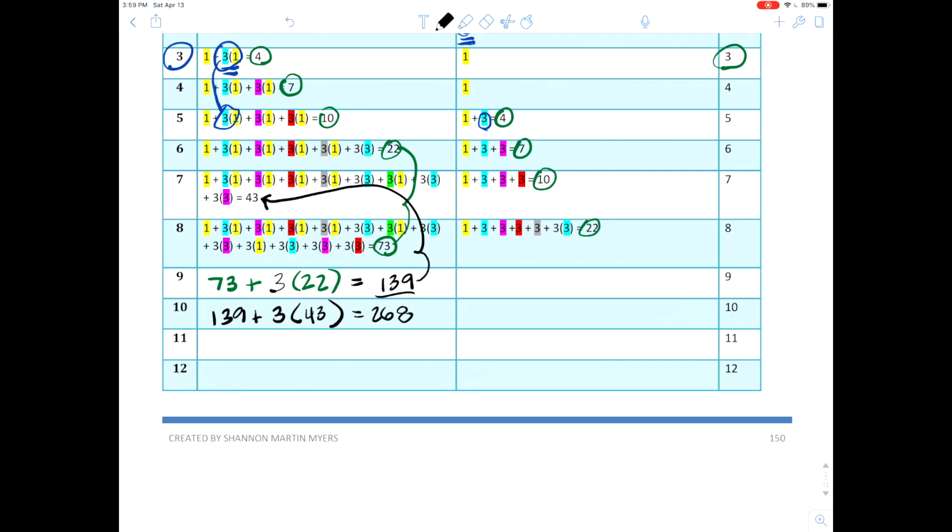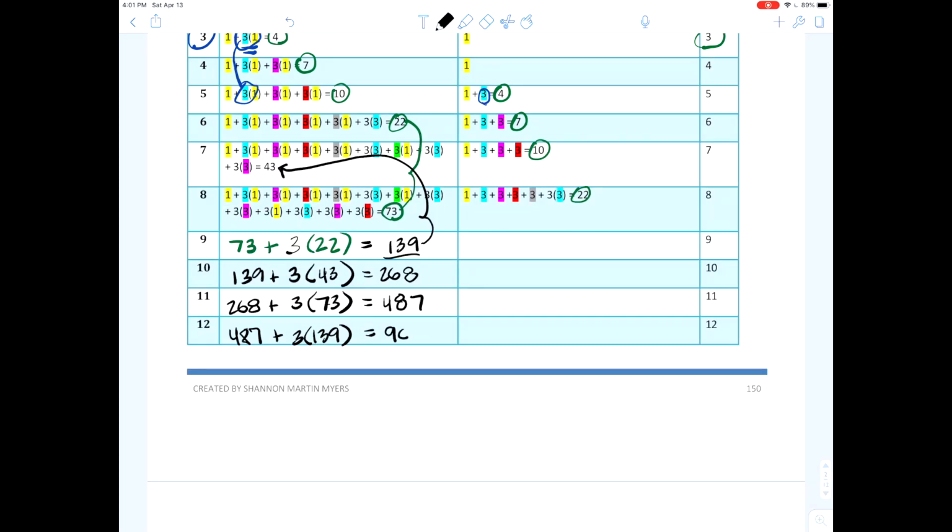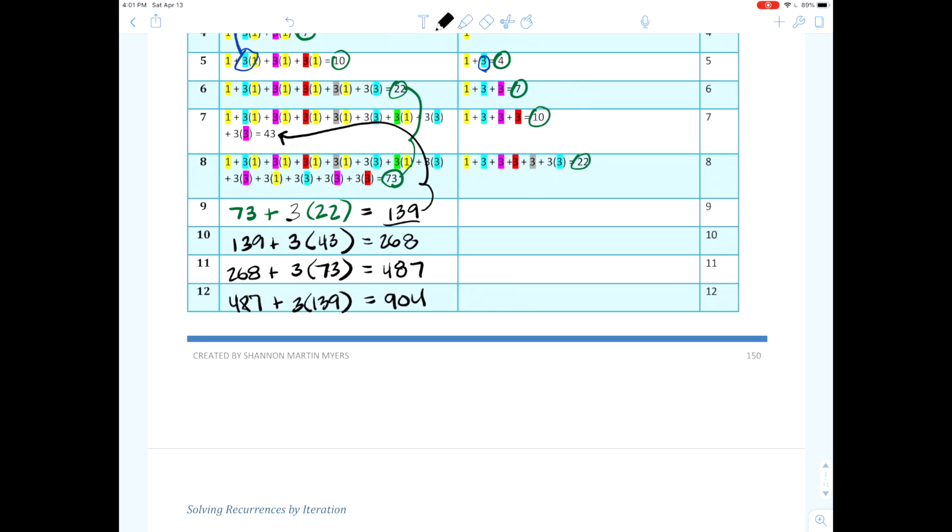Cool, cool. All right, and then going further, we have at the end of month 11, beautiful, 268 plus 3 times 73, which is 487. Beautiful. And then at the end of 12 months, at the end of the year, you'll have how many? 487 rabbits plus 3 times 139. Good. 904 pairs of rabbits, right?